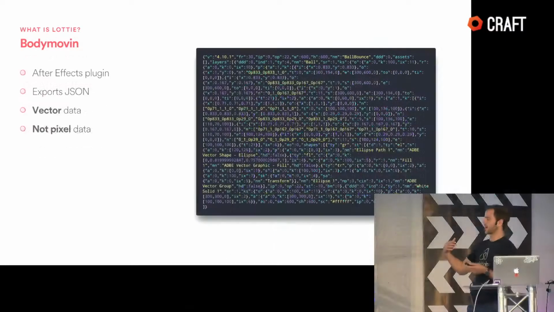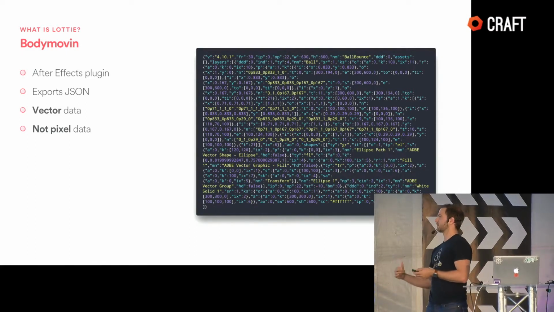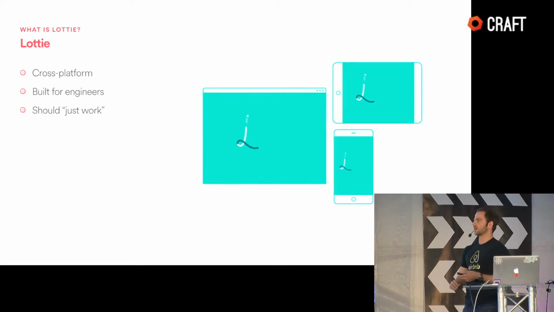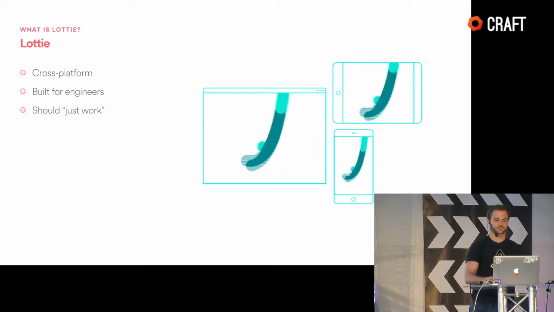I mentioned that you export it as JSON. This is what that JSON looks like. It's minified. It's not meant to be human readable, but as you can see, it's a bunch of numbers. It's a bunch of information. It contains colors and vectors, and we use this information to recreate the animation. Then comes Lottie. Lottie are the renderers for each platform that actually take that JSON and make it real.